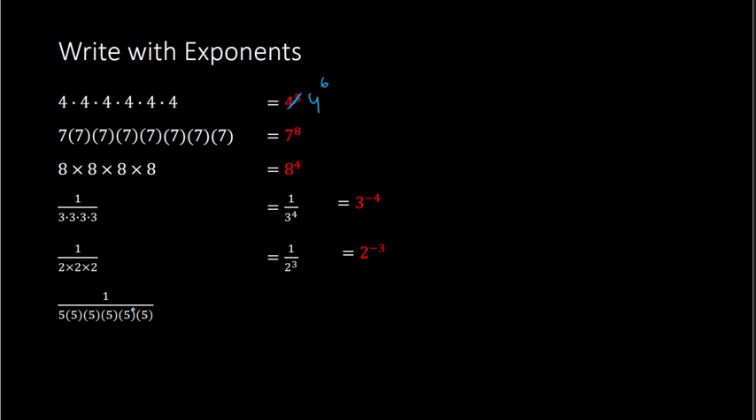Next we have 1 over, and then we have 3, 4, we have 6 5's multiplied together. So the 6 5's you can write as 5 to the 6th power. So we have 1 over 5 to the 6th power. And then we can write this without the fraction as a negative exponent, and that would be 5 to the negative 6th power.